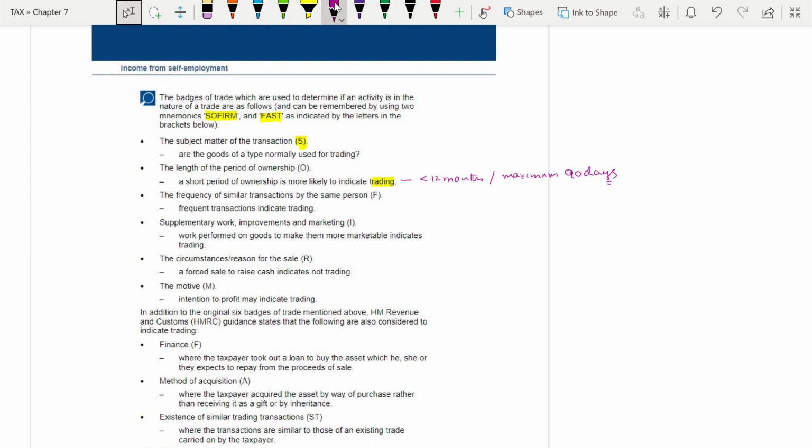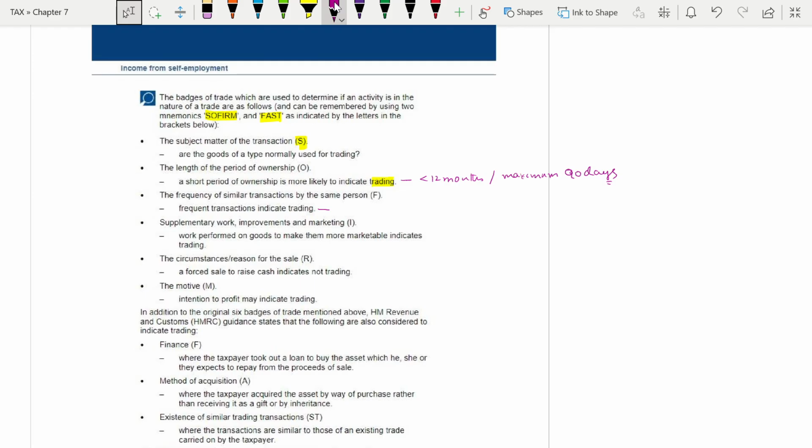The frequency of similar transactions: frequent transactions, on a daily basis. You see the coffee shop, the Starbucks, the foodstuffs, the retail shops. Those are called trading income, where it has been done very frequently.